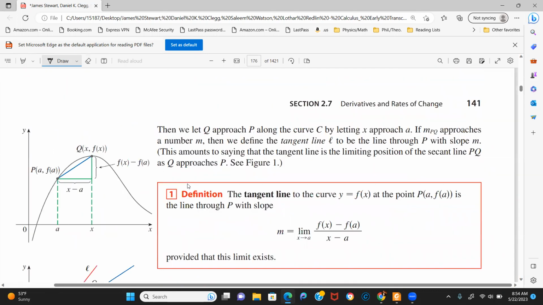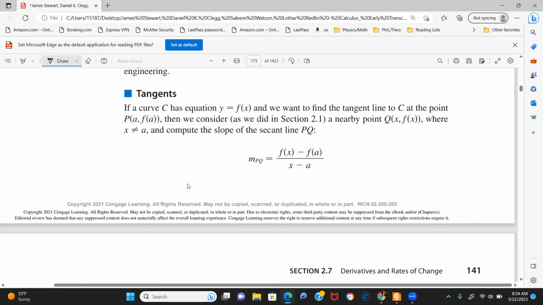So let's scroll up a bit. So we have tangents. So basically what you have is a curve. And it's going to be basically the same idea. It's very much related. So you have a curve C, and it's described by this equation, y is equal to f of x. And you want to find the tangent line to C at some point, a comma f of a.